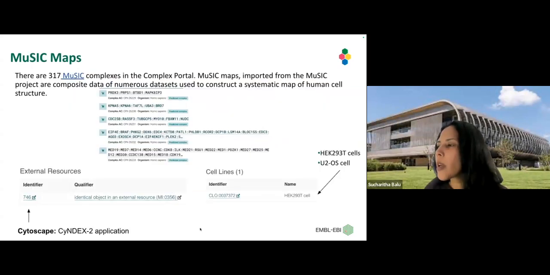The MuSIC maps are also shown in this light teal color, and we have 317 MuSIC complexes, and all of the MuSIC complexes have an identifier that looks like this. If you click on it, it takes you to an external Cytoscape application, which you can explore. I should just quickly mention that all of the data from the MuSIC map is based on two very specific cell lines, the HEK293 and the U2OS osteosarcoma cells.